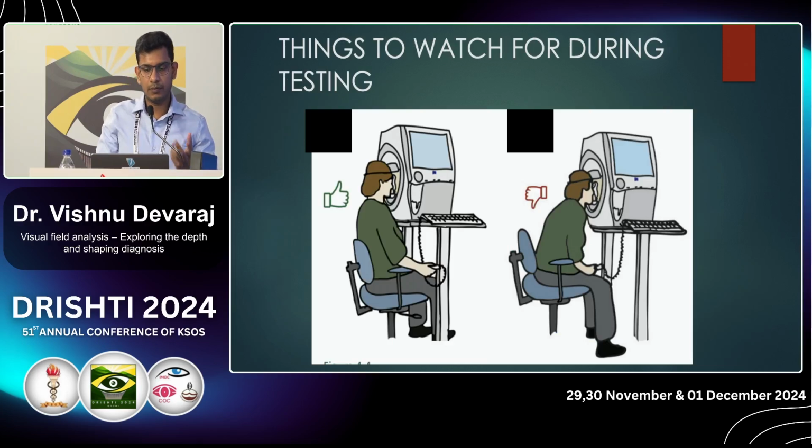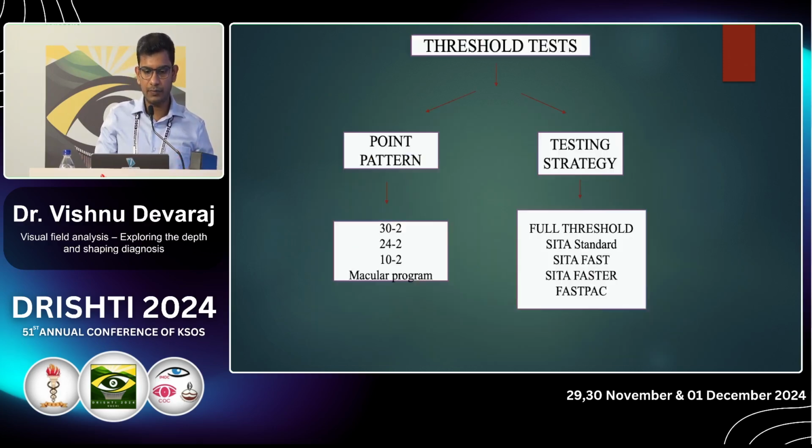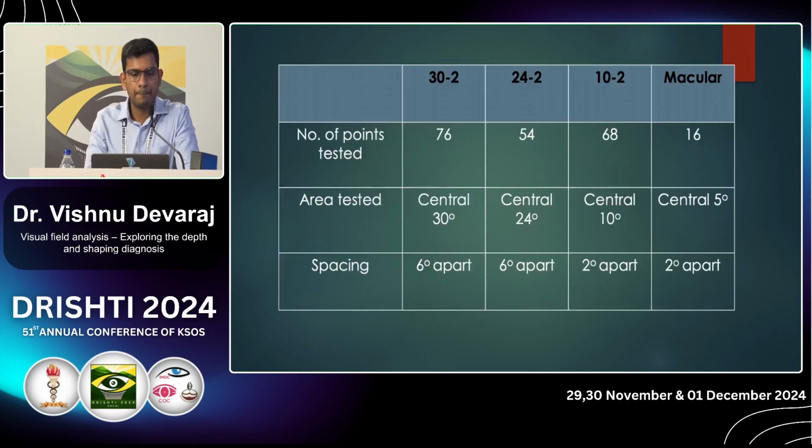So things to watch: we have to see the proper ergonomics of the patient, whether they are seated properly. The testing programs include 30-2, 24-2 and the 10-2 macular program, which measure 76, 54 and 68 points, 6 degrees apart. And the strategies include full threshold, SITA standard, SITA faster and SITA fast. So these are the point distributions we all know.